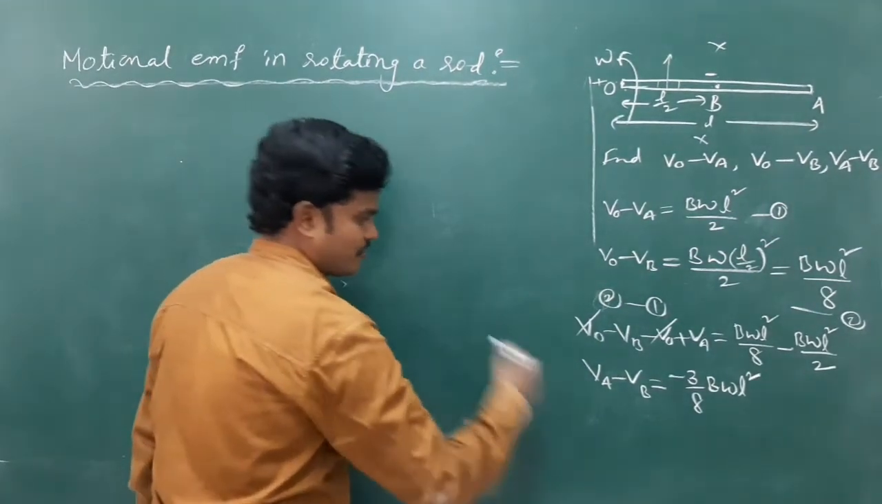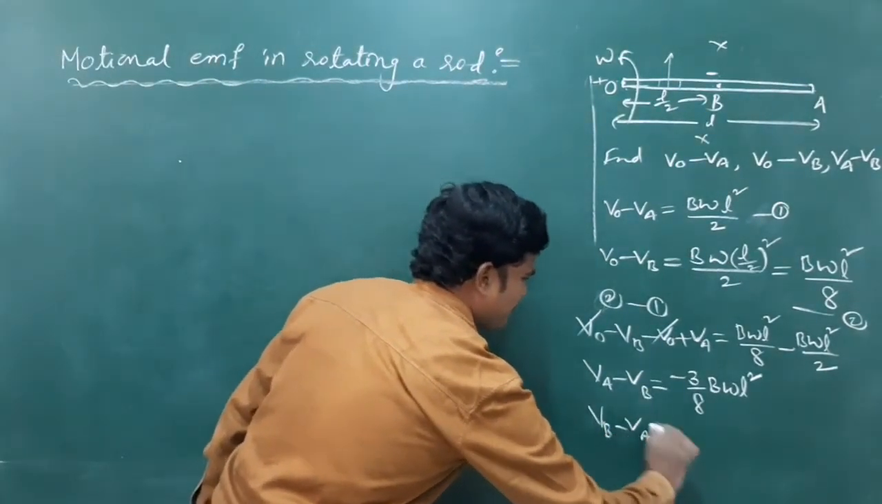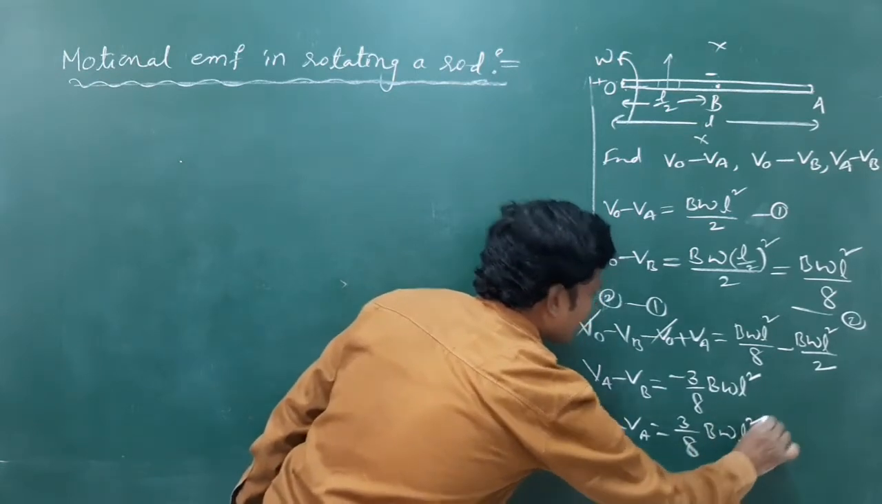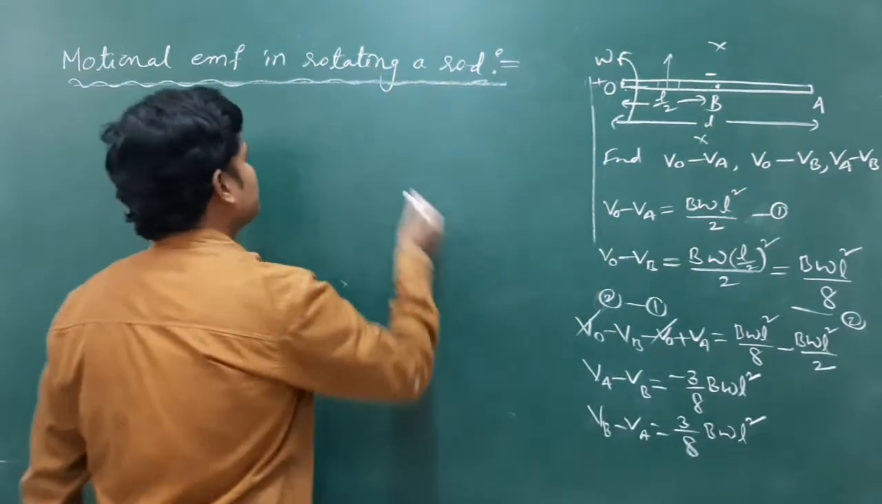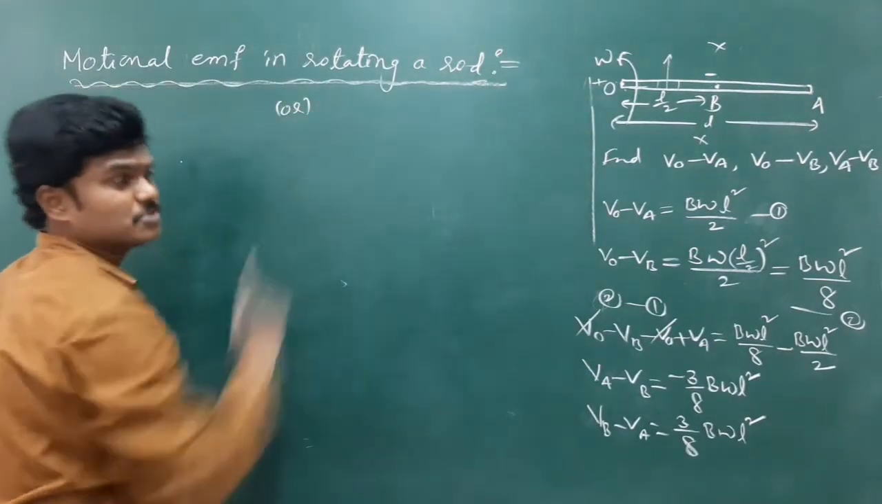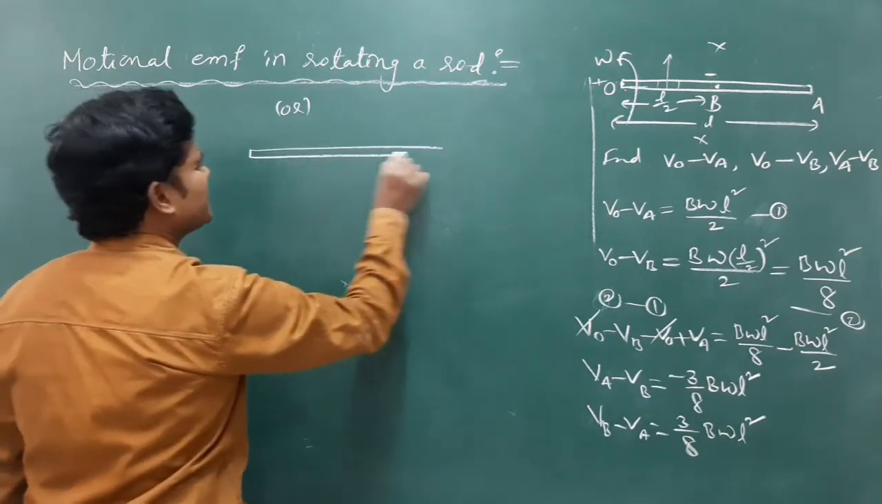Okay, so that also I am going to show. Here VB minus VA is 3 by 8 B omega L square. Or otherwise, you can follow the integration method if any confusion is there. If they ask you to find VA minus VB directly, you can use a direct method like integration.